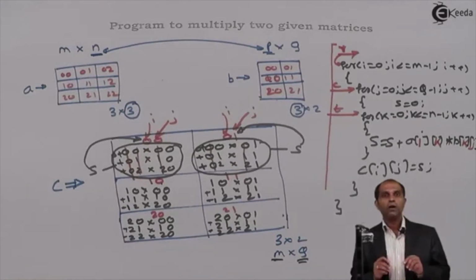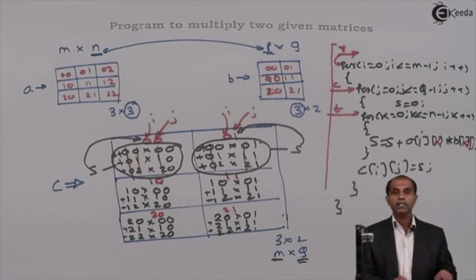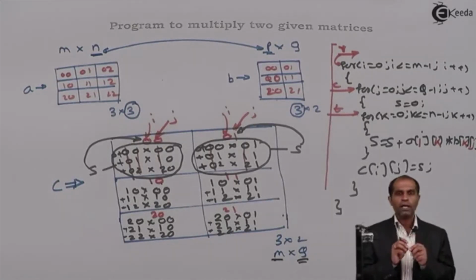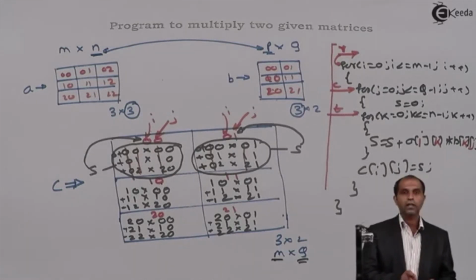We are now very much sure that the Ik, Kj logic works properly. So I have a row loop, I have a column loop, and I have a times loop, which will help us to get this particular multiplication operation done. Let's put this entire code.